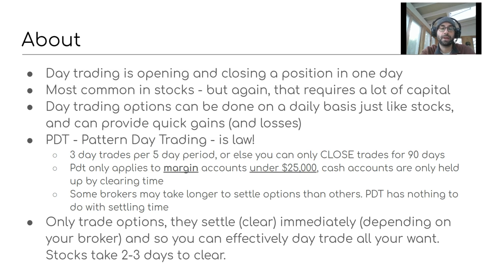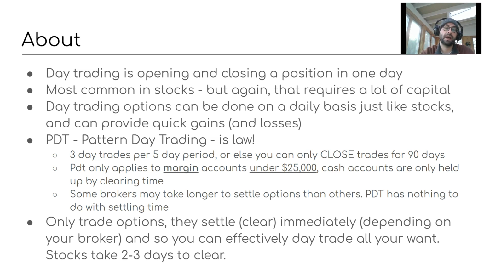But here's where it gets tricky. People talk about different ways to get around PDT, and they say, I can do this, I can do that to get around it. You're not getting around PDT, it's the law. But the law says that it only applies to margin accounts that are under $25,000. So the easy way to get around PDT is to either not have a margin account, that would be just a cash account, or have more than $25,000.